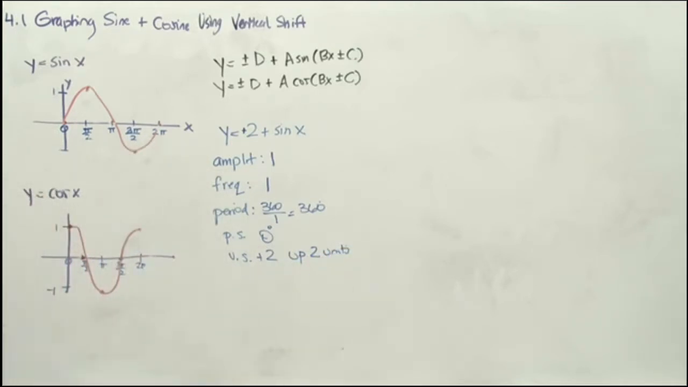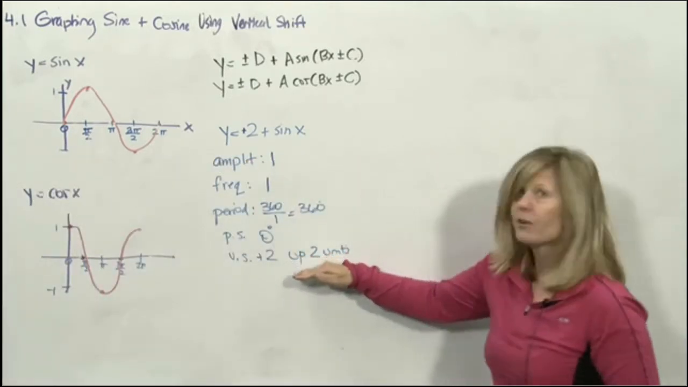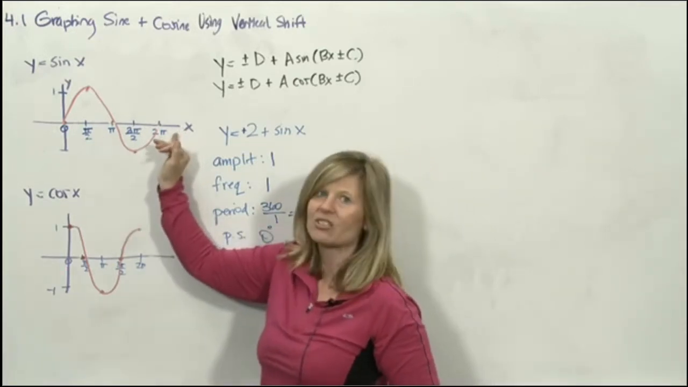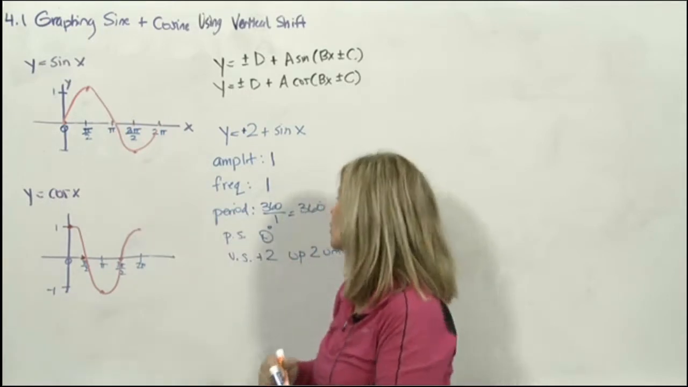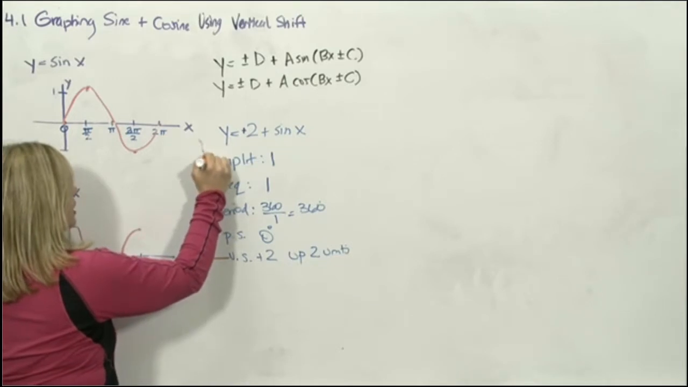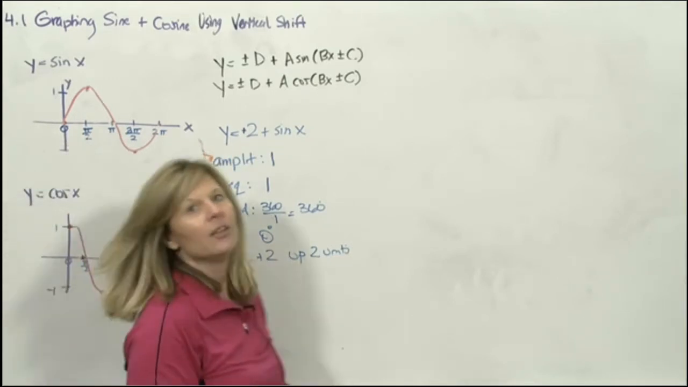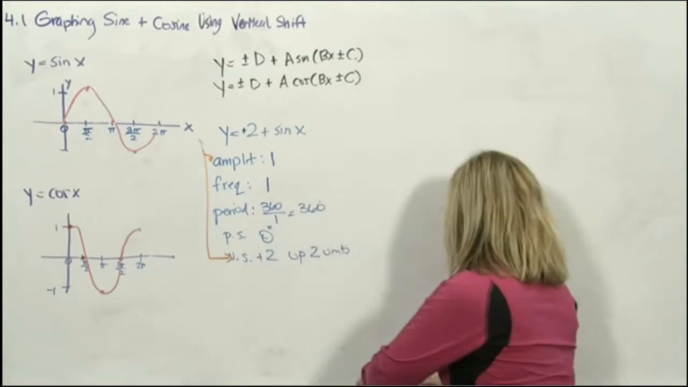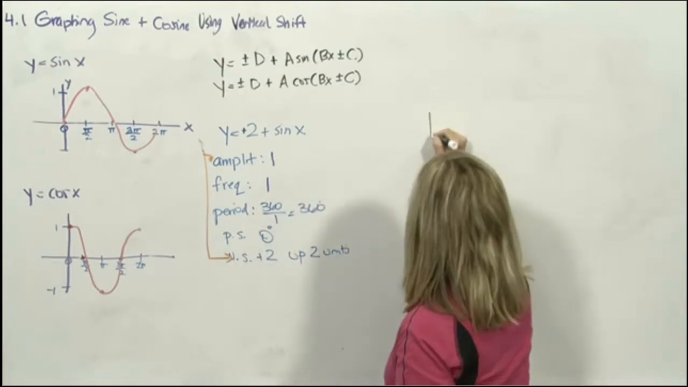Is everybody good with that? Great. Now, if we move our trig function up 2 units, that is not going to affect the x-axis, that's going to affect the y-axis. So the vertical shift is going to work with the amplitude. These two are going to go together. The amplitude and the vertical shift both affect the y-axis. So here we go to set up.